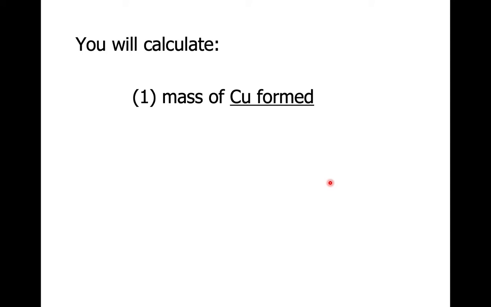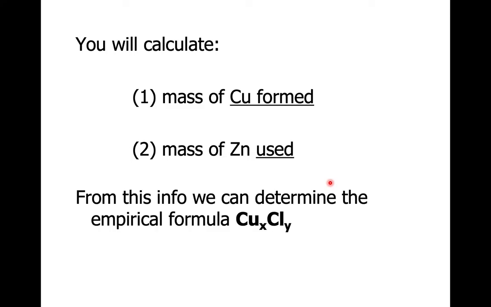So ultimately, you will calculate the mass of the copper that's formed and the mass of the zinc that got used up, and from this, you can determine the empirical formula for the copper compound.